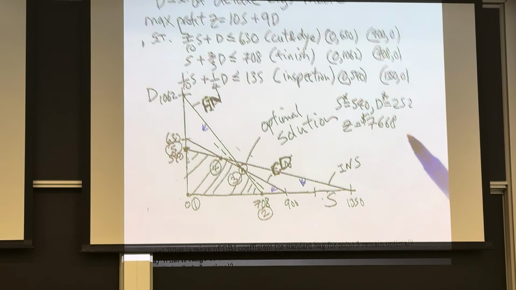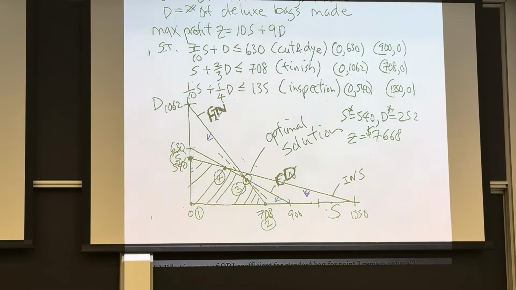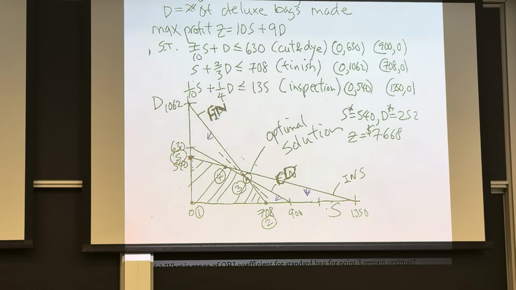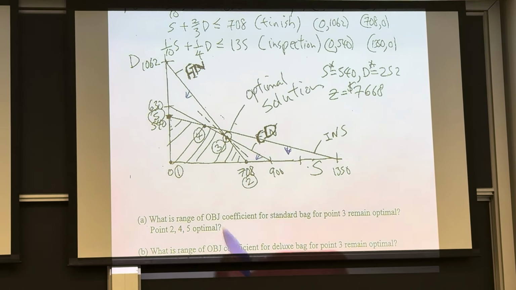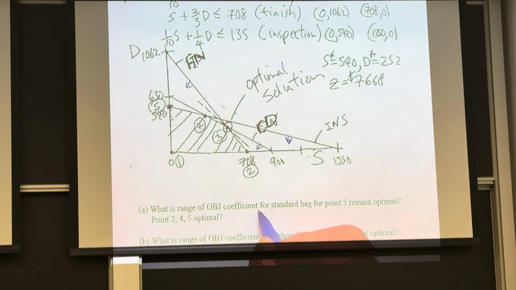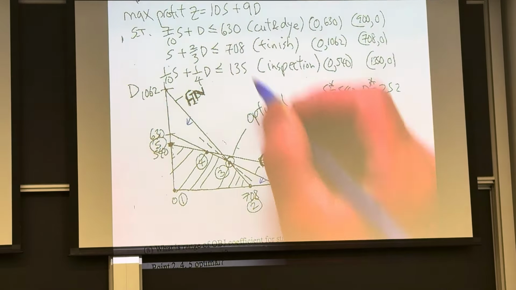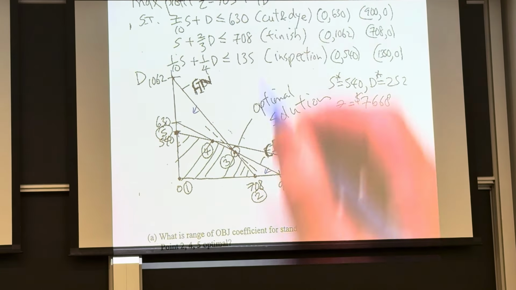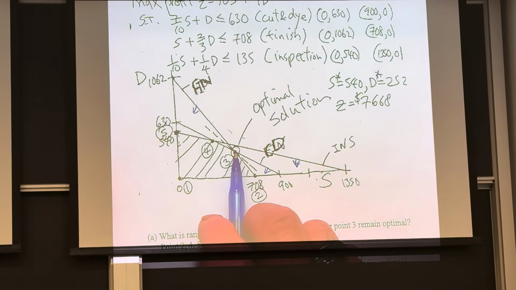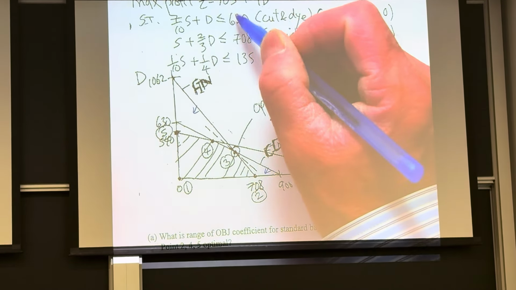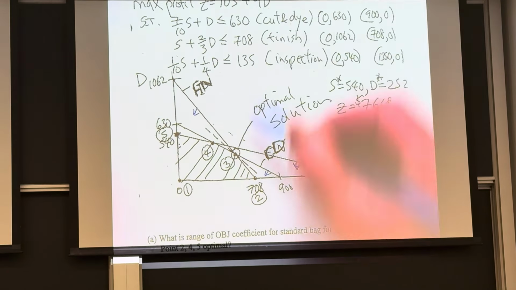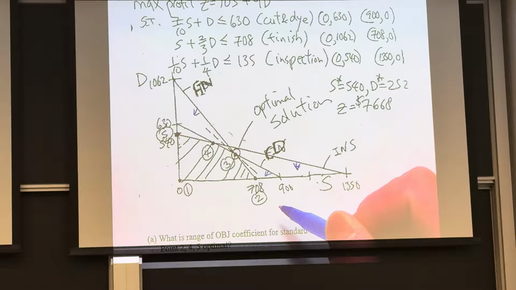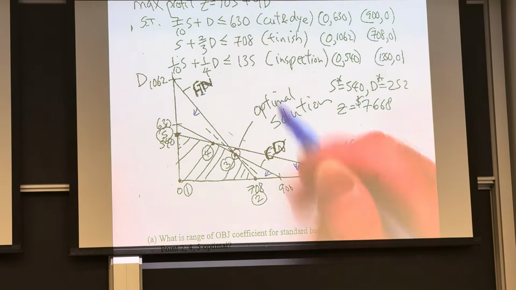Before I go on, any question on the graphical procedure from last week? Okay. Now we're going to do some sensitivity analysis. What is the range of the objective coefficient for the standard bag, that would be this 10 here, for point 3 to remain the optimal solution? Basically, this can increase or decrease a little bit, and point 3 will be optimal. But how much can it go up or down?